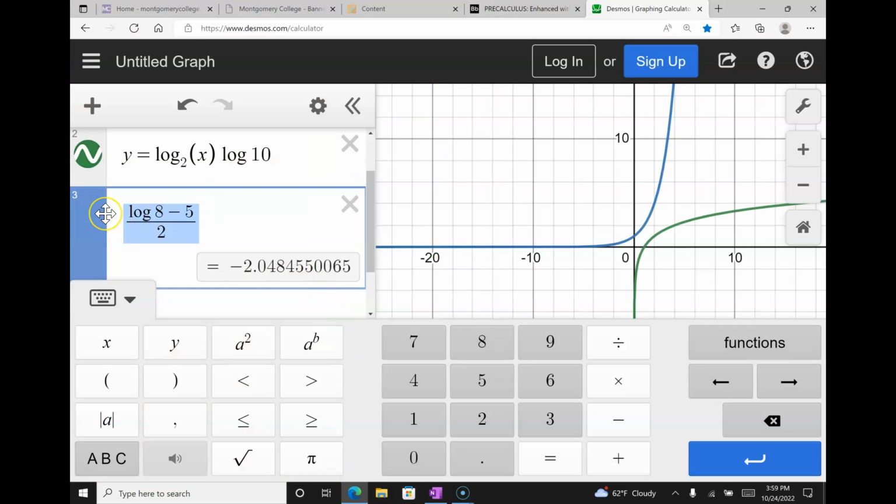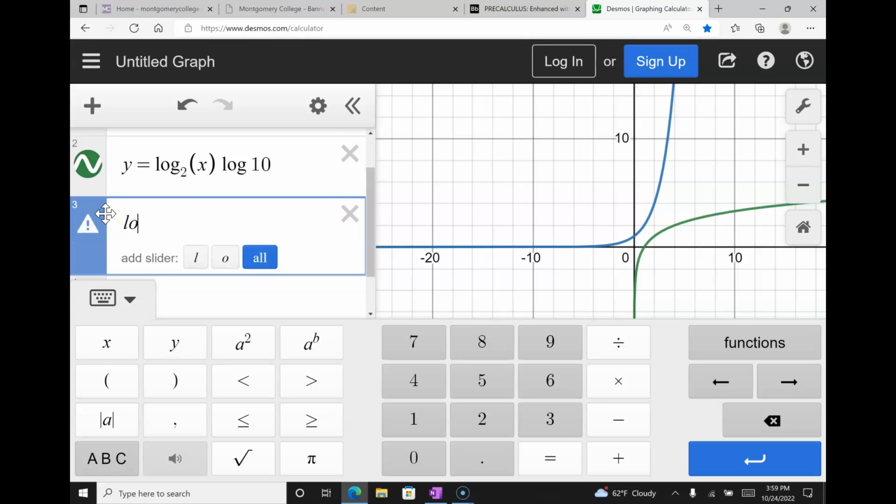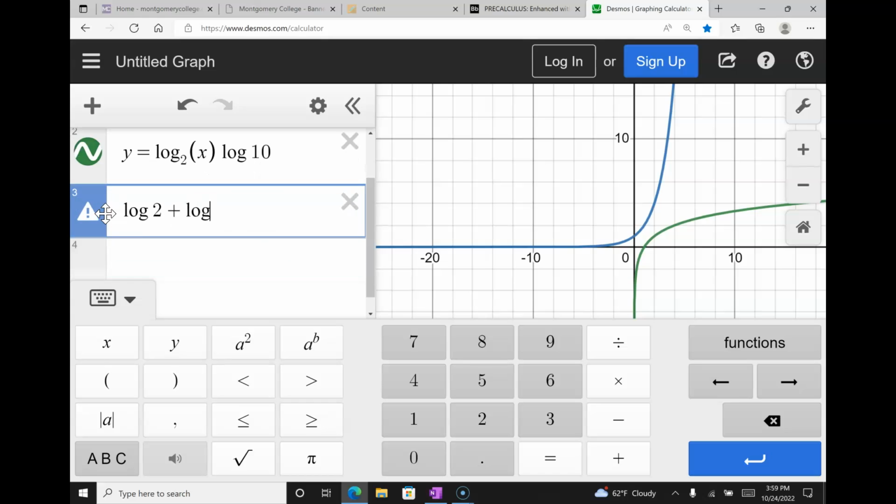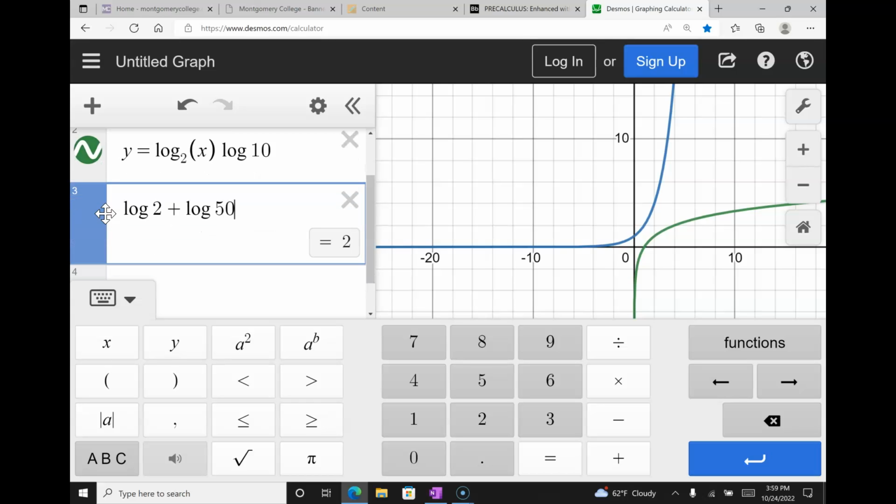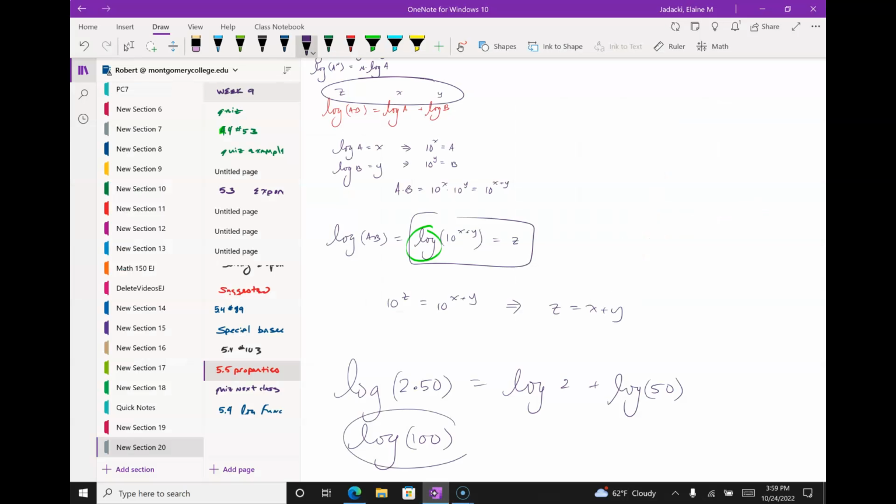All right, let's see what happens. Log of 2 plus log of 50. It's not so easy to see on the right-hand side, but easy on the left. What base is this? 10. What exponent makes it into 100?